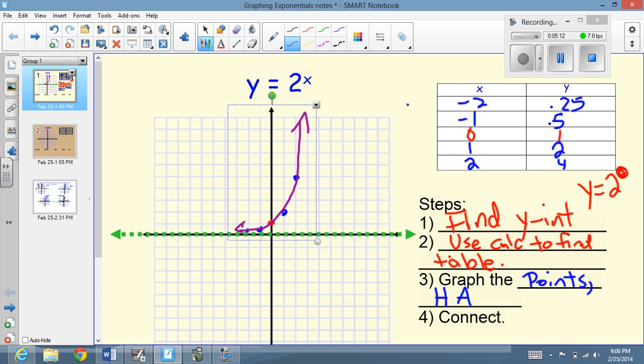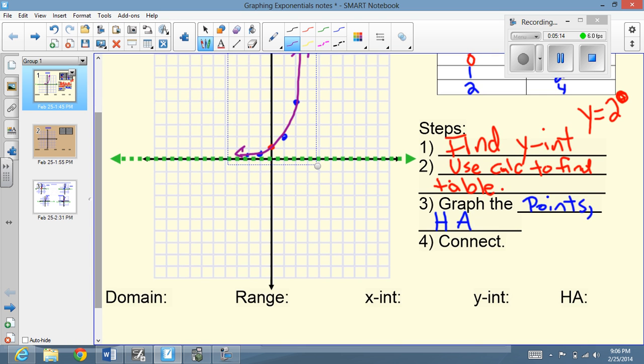Okay, now quickly, let's talk about domain, range, x-intercepts, y-intercepts, horizontal asymptote. Okay, we've already found that our horizontal asymptote is at y equals 0. We don't cross over 0. We already found our y-intercept to be 0, 1. Or we could also call that, I mean, if you don't want to write it as an ordered pair, you could just write it as y equals 1. Okay, because I'm going up 1 on the y-axis.